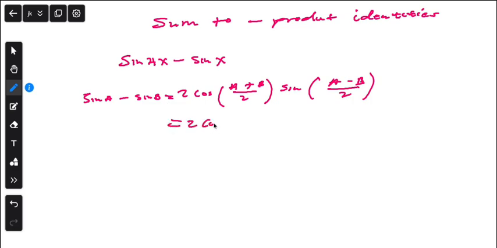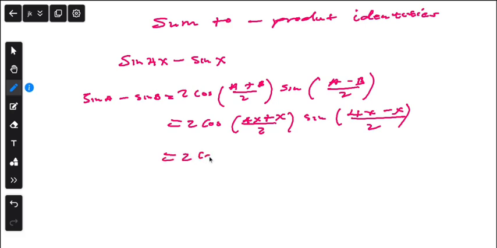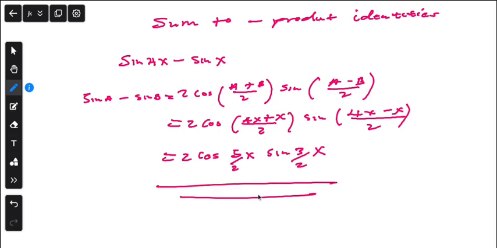So we can do this. A is 4x, b is x, and then divided by 2. So from here we can add and get 5 divided by 2, then x. And then here we can also subtract, and then we are going to have 3 divided by 2, and then x. Then from there now we are done.